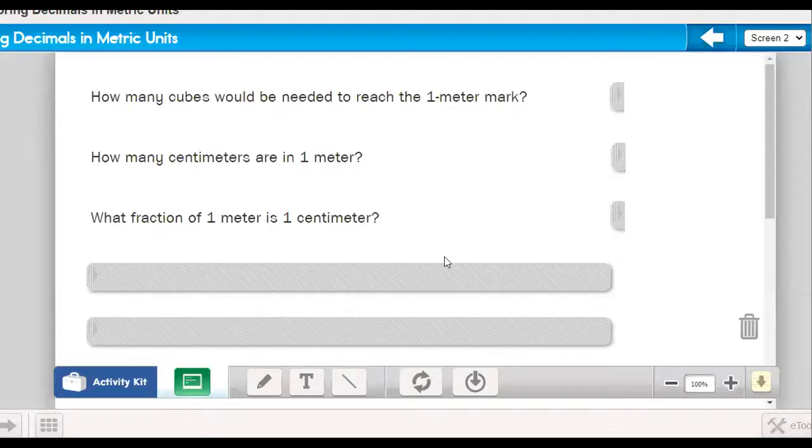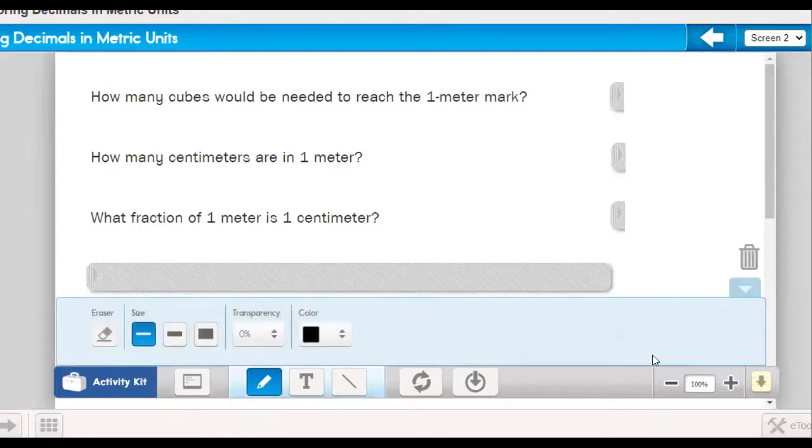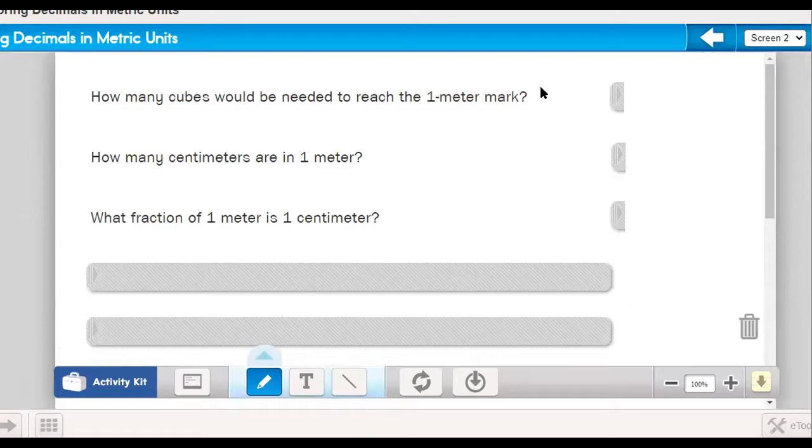Our next question is how many cubes would you need to reach the 1 meter mark? Well, we would need 100 cubes because we don't have any longs, so we count that as 100. How many centimeters are in 1 meter? 100. So century, that word, it sounds like centimeter. There are 100 years in a century, just like there are 100 centimeters in 1 meter. So what fraction of 1 meter is 1 centimeter? We'd say 1/100.